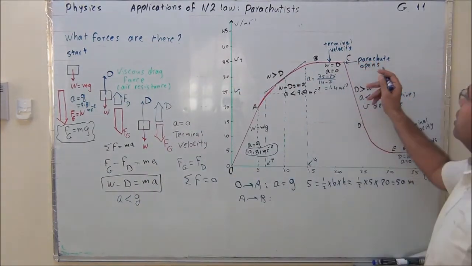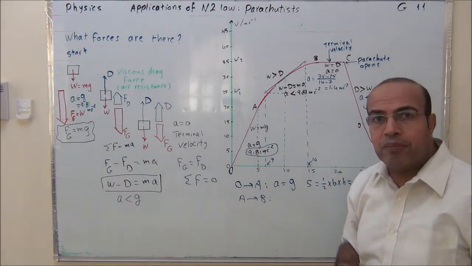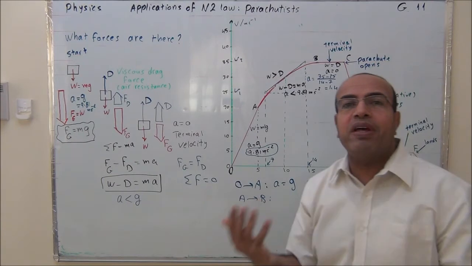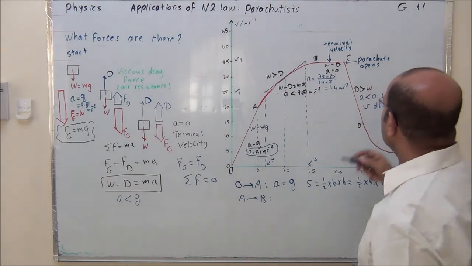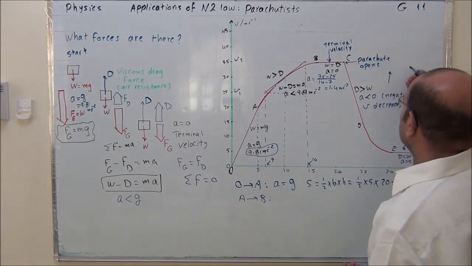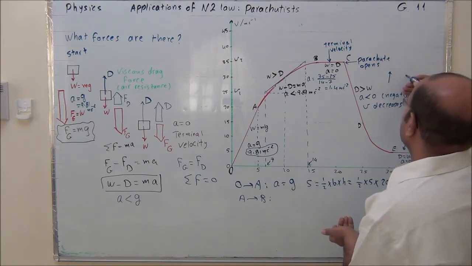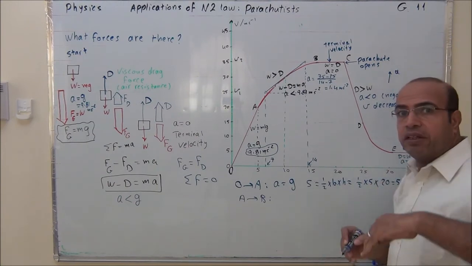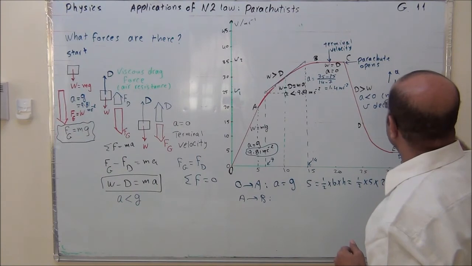At point C, the parachute opens. When the parachute opens, what will happen? The drag force will be more than the weight, so the acceleration is negative. This is the direction of acceleration, because the resultant force is upward, because the drag force is greater than the weight. So the direction of acceleration is upwards, but it moves down, so the velocity is down.